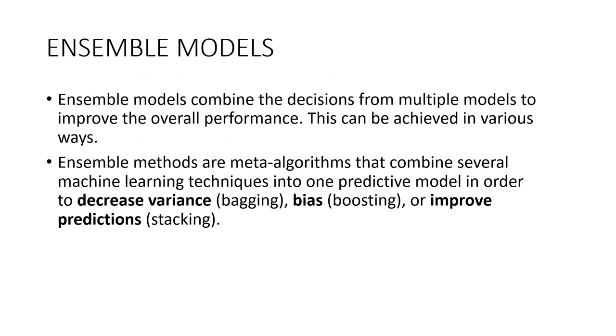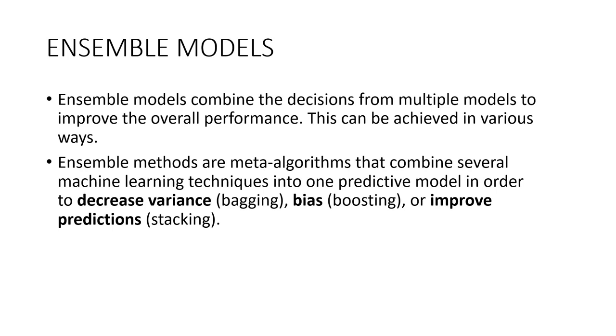Ensemble models, we already discussed. Ensemble models combine the decisions from multiple models to improve the overall performance. This can be achieved in various ways. Ensemble methods are meta-algorithms that combine several machine learning techniques into one predictive model in order to decrease variance, that is bagging, and bias. To decrease bias, we use boosting, or to improve predictions, we use stacking.